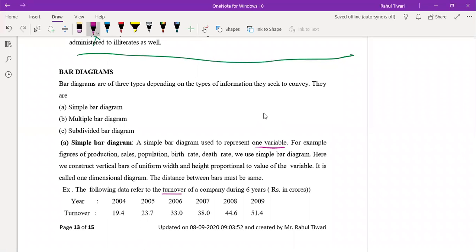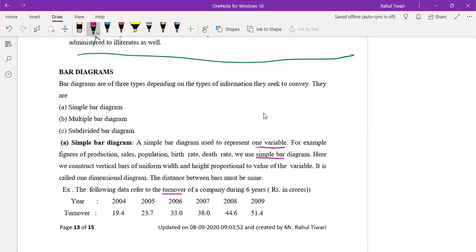So 1, 2, 3, 4, 5, 6 years of data we have been given, and we are representing that turnover with reference to year. So when we have one variable, we can always go by simple bar diagram. So what does it represent? For example, we have the figures of production, sales, population, birth rate, death rate. We always use a simple bar diagram. So whenever we have a single variable among these, one can go with the simple bar diagram.